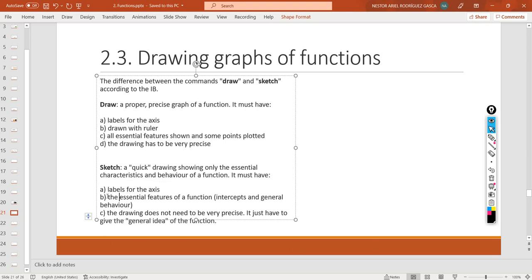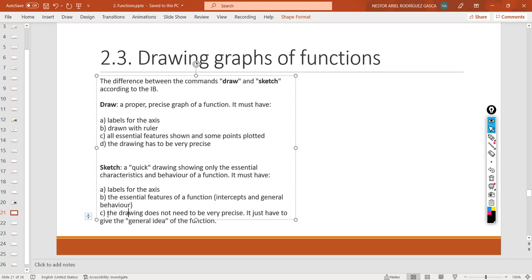B. The essential features of a function, such as intercepts and the general behavior. With time, as we go on into our study of functions, you will understand what I mean by this general behavior. For the moment, don't worry too much.